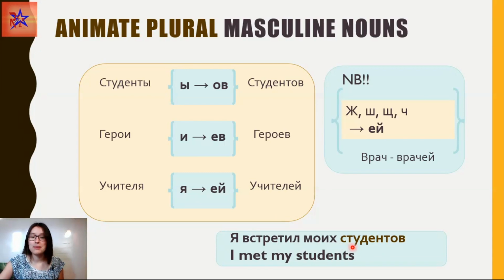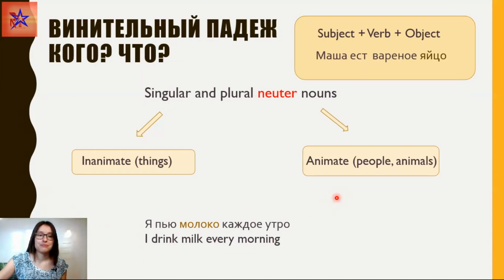So, я встретил моих студентов. I met my students. Я встретил моих студентов. Я встретил героев. Я встретил учителей. That's all for the accusative case of masculine nouns.